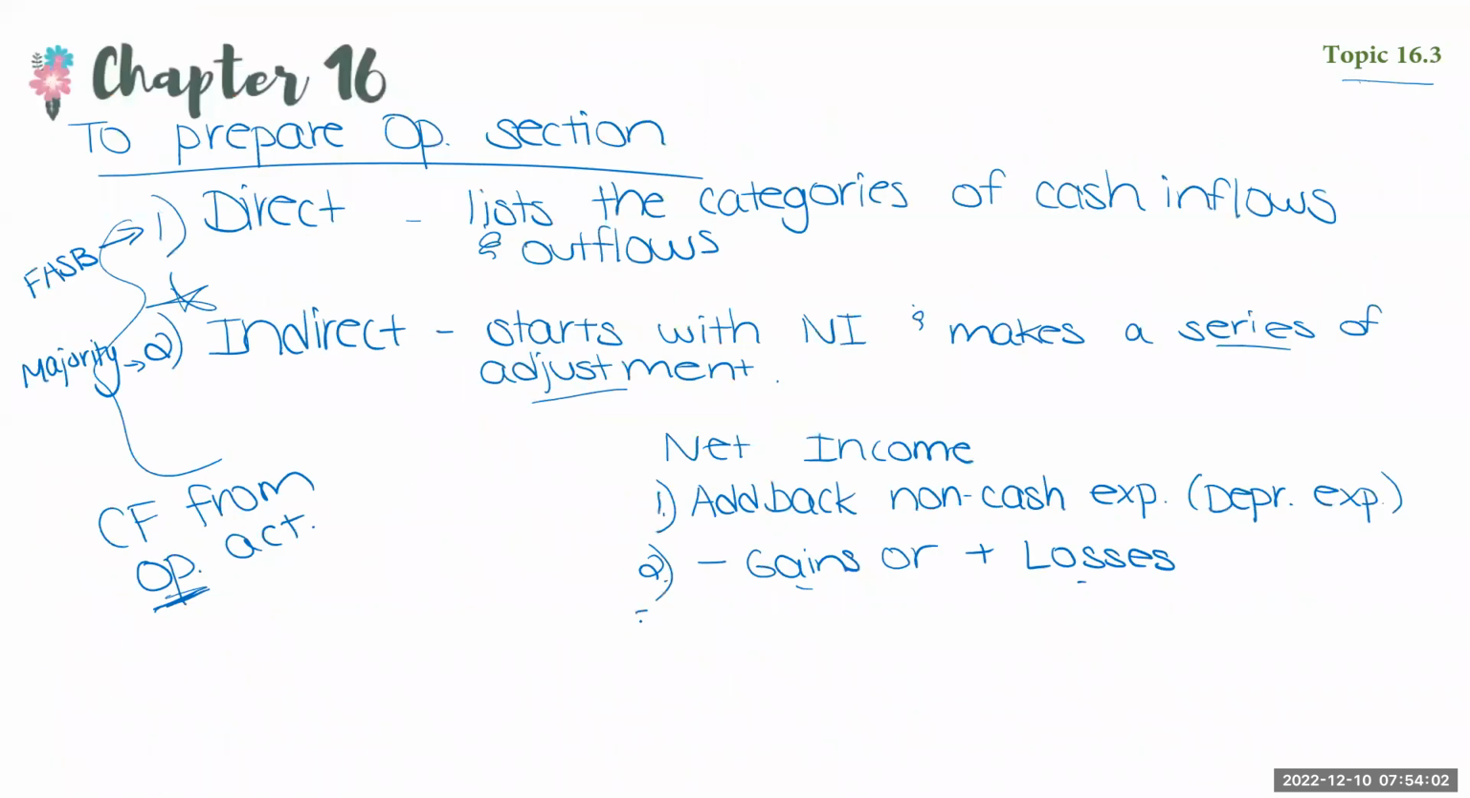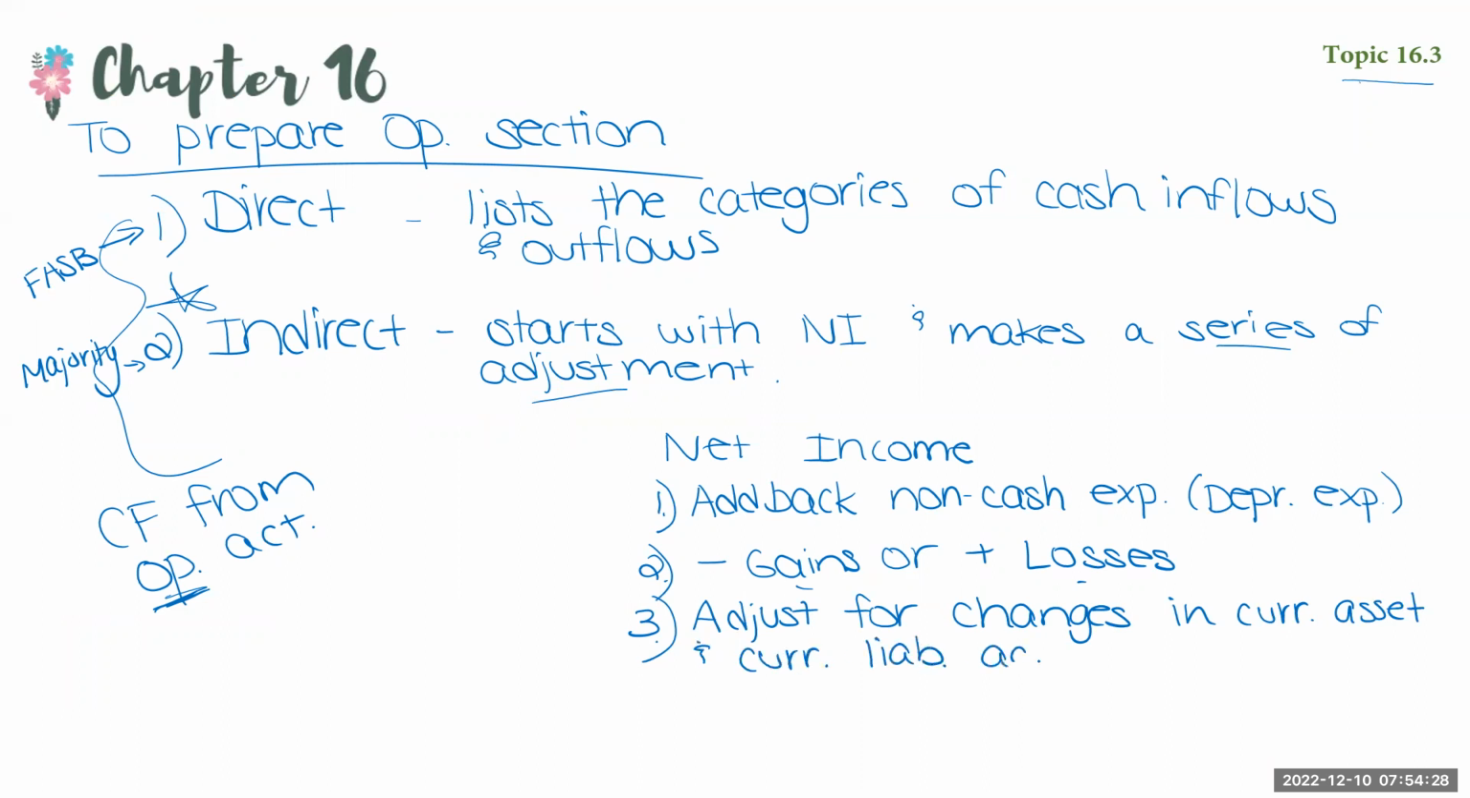All right. And then the third adjustment is the trickiest. It is to adjust for changes in current asset and current liability accounts. Just changes, not including cash. So it excludes cash.